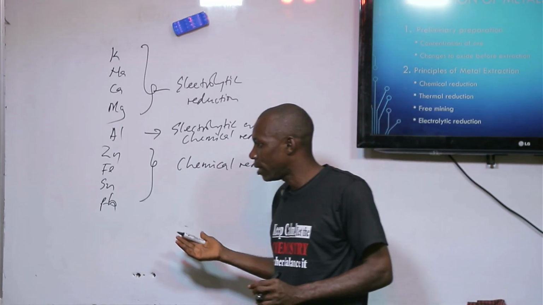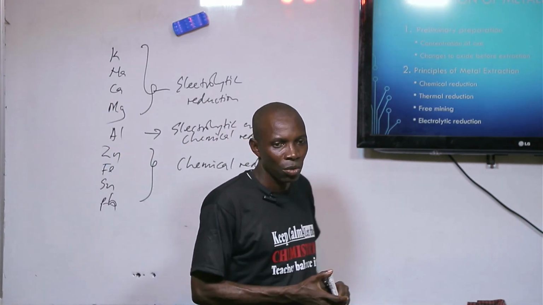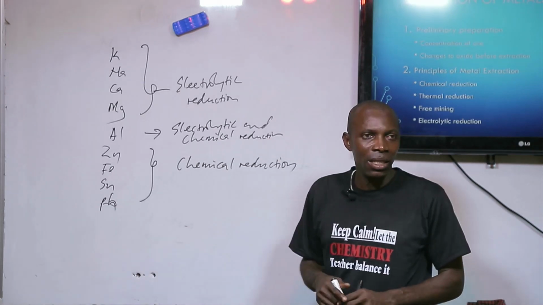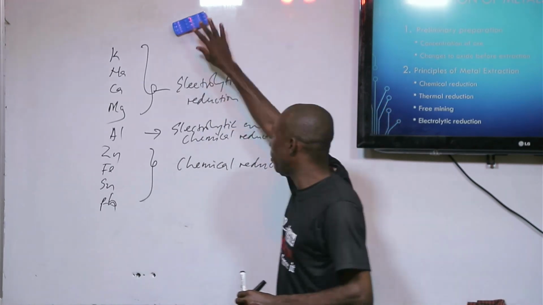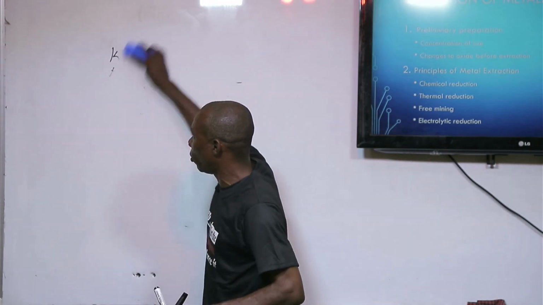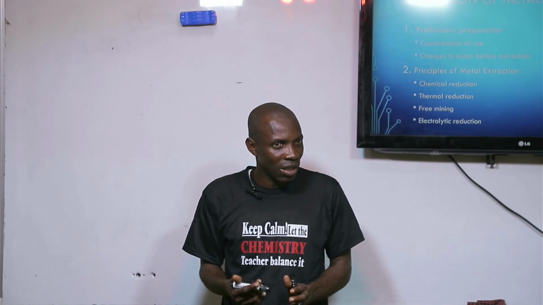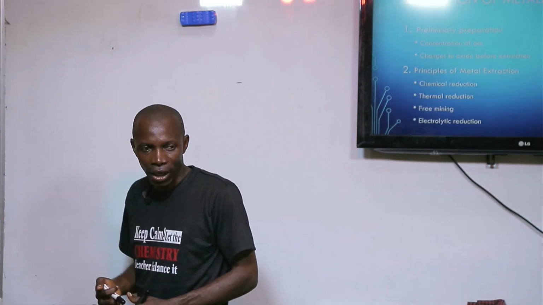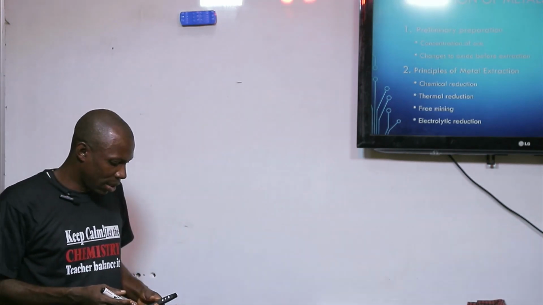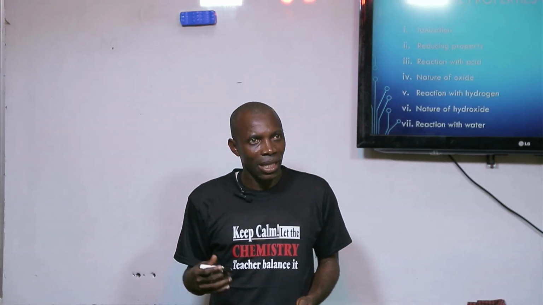So you see that for some metals, the principle of extraction involves chemical reduction, where you see the metals being obtained using chemicals, using elements like coal and scraps of what? Metals. It can also be obtained by heating without the chemicals, which is what? Thermal reduction. You can also have free mining. You can also have what? Electrolytic what? Reduction. That is how metals can be extracted.